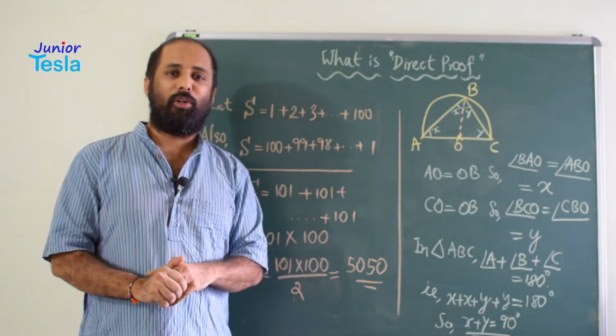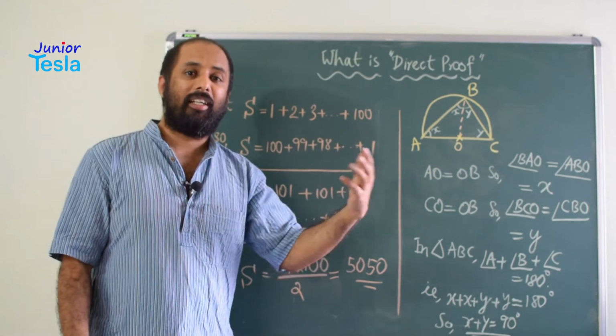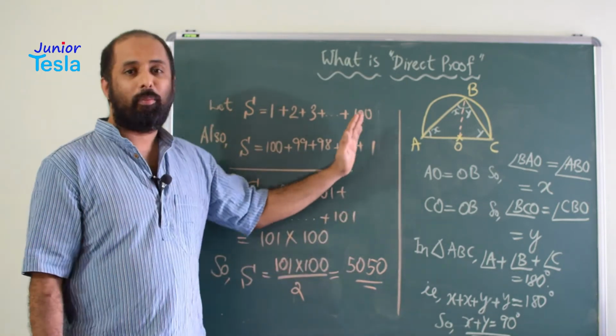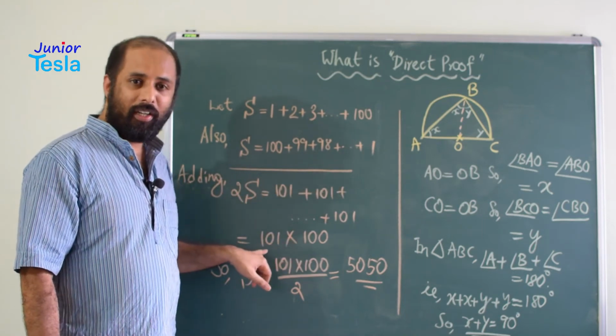So 2S equals 101 plus 101 plus 101, how many times? 100 times, because we have taken 100 pairs. So 2S equals 101 into 100, okay.